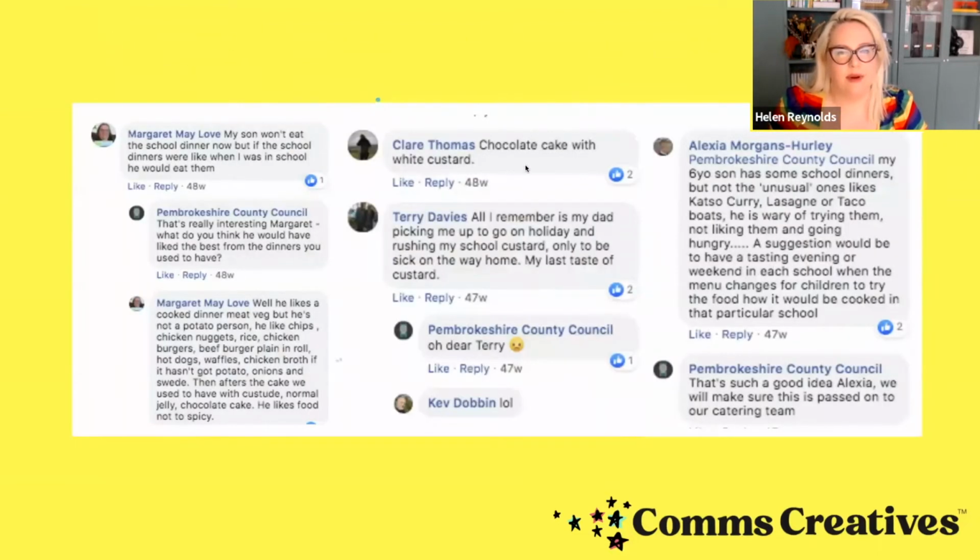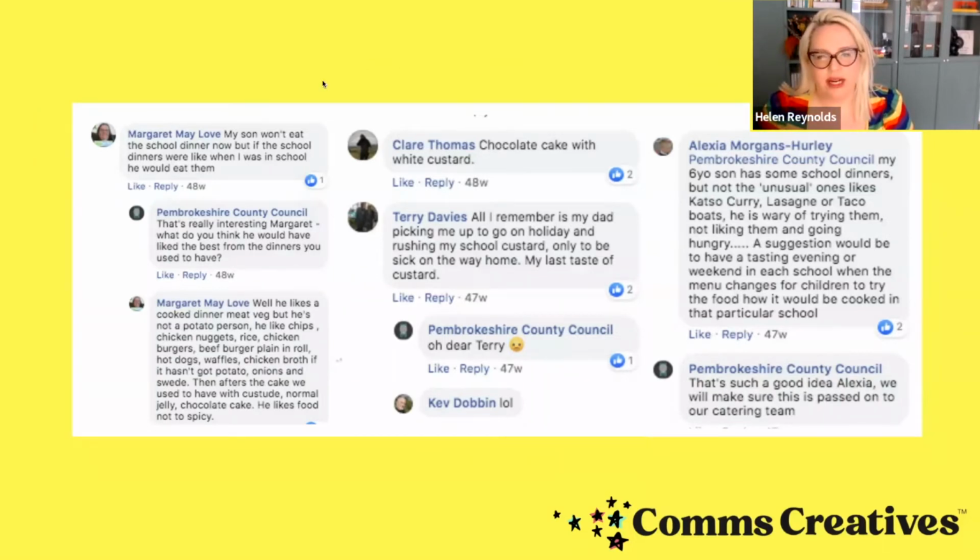So here's an example of how great Pembrokeshire County Council are at having conversations in the comments. A woman called Margaret comes in and says her son won't eat the school dinner now, but if the school dinners were like when she was in school, he would eat them. And they don't get defensive. Pembrokeshire County Council say, that's really interesting, Margaret. What do you think he would have liked best from the dinners that you used to have? And then they start a conversation.